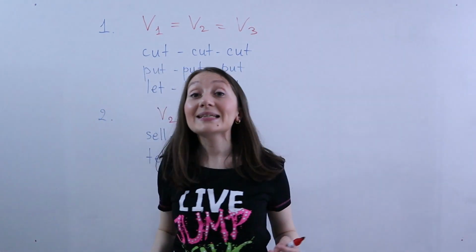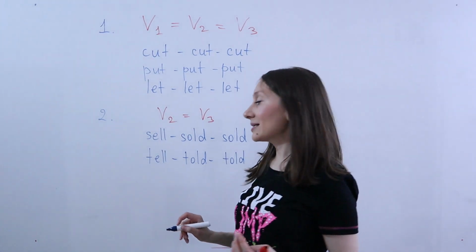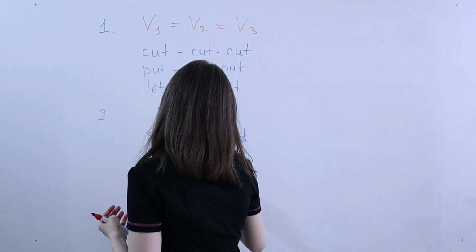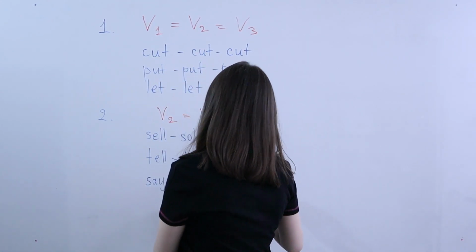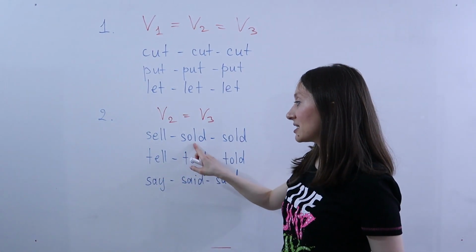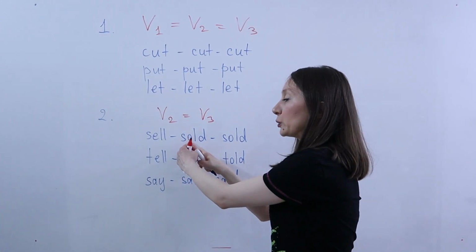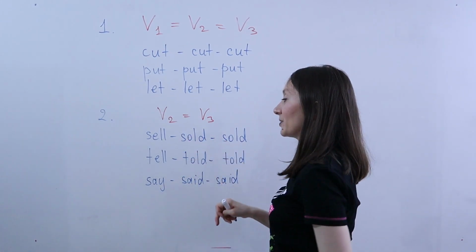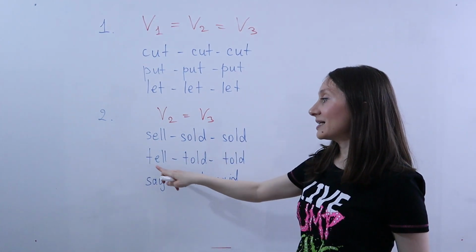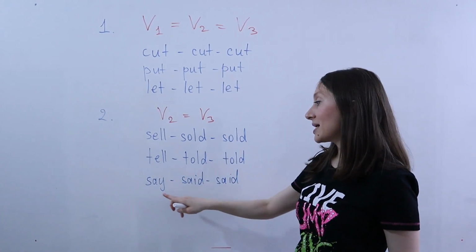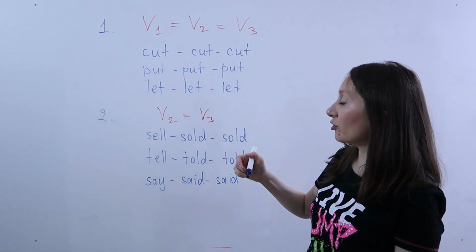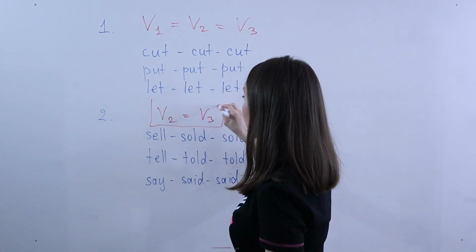Next. Say, said, said. You see, we have the main verb, and in past simple we change this verb, and then we repeat the same form in past participle. So let's repeat once again. Sell, sold, sold. Tell, told, told. Say, said, said. Super easy, right? So try to remember these forms.